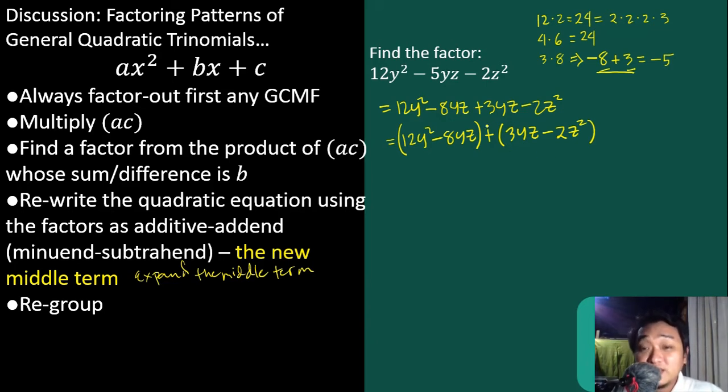And take note, pagka negative dun sa middle term, negative yung operation doon sa in between these two group binomials, we are going to employ distributive property. In this case, positive naman siya. So, safe na safe siyang i-group. Wala tayong magiging aberya.